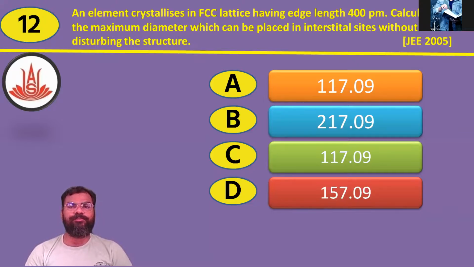So the options are 117.09, 217.09, 117.09. See here there are two same options, maybe there are typing errors. And then at the last, 157.09. Okay.